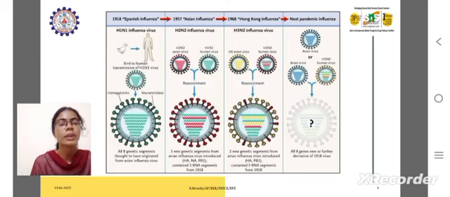A recent example is the COVID virus. We all know about the COVID virus. The variant is different.